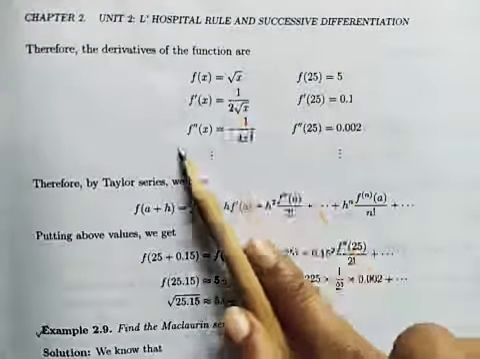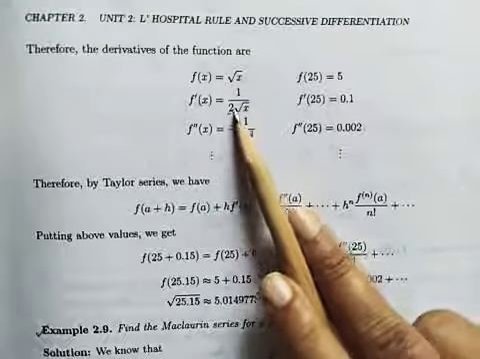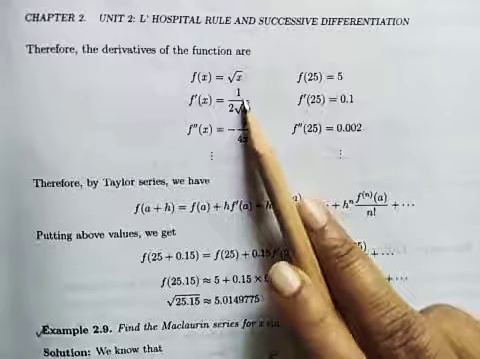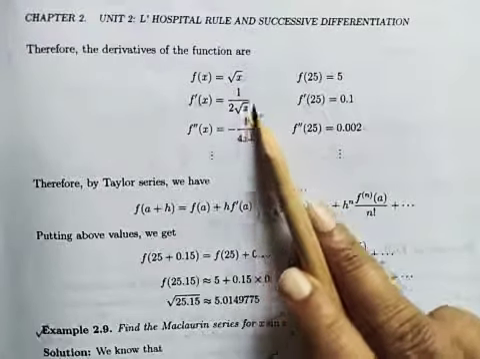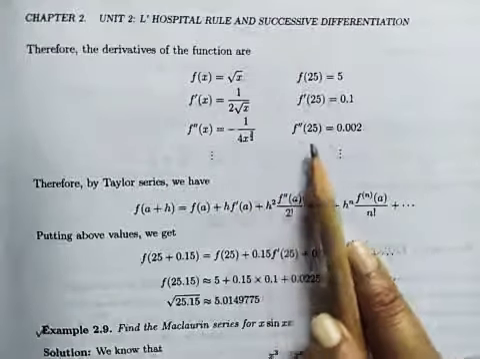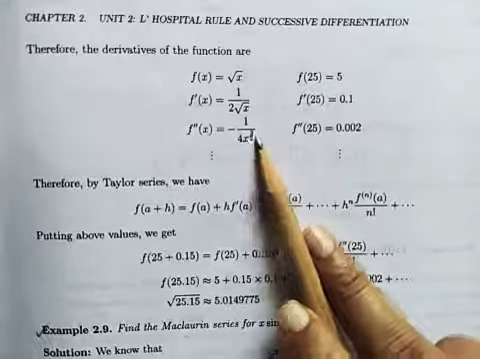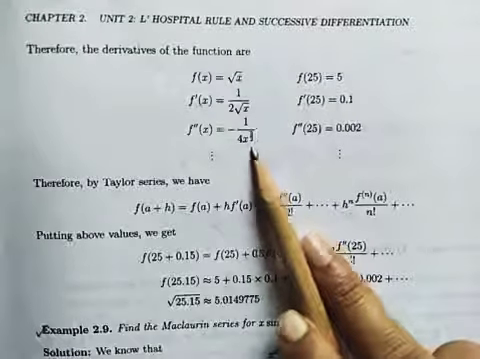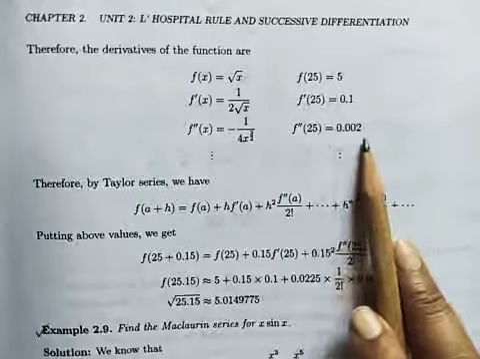Again, for f double dash of x, take its derivative. How you take it? f dash of x is 1/2 x raised to minus 1/2. Okay, so take the derivative of that, we get minus 1 upon 4 x raised to 3 by 2, and f double dash of 25, replace x by 25, we get 3 by 2, means it is x into root x, like this. So we get value 0.002.